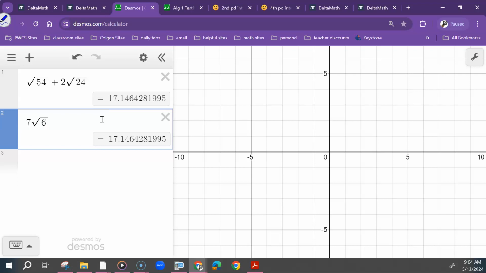Looking through the packet, find other questions that you maybe don't remember how to do, want to go over, review how you do this in Desmos. 8.5C, your inequality word problems, and number 15.